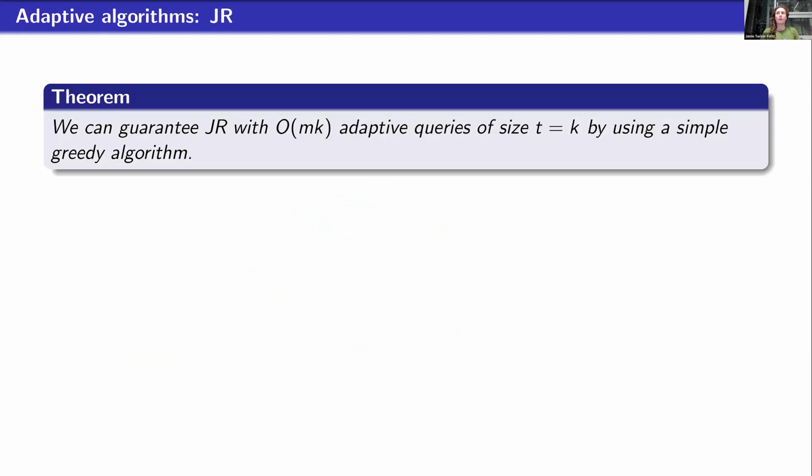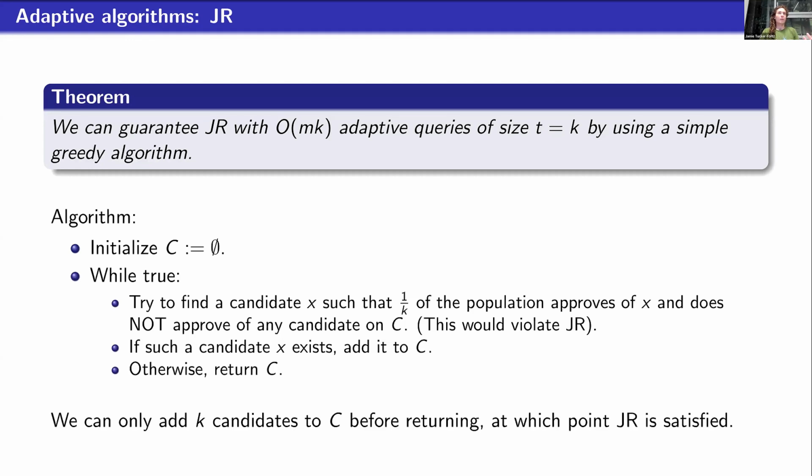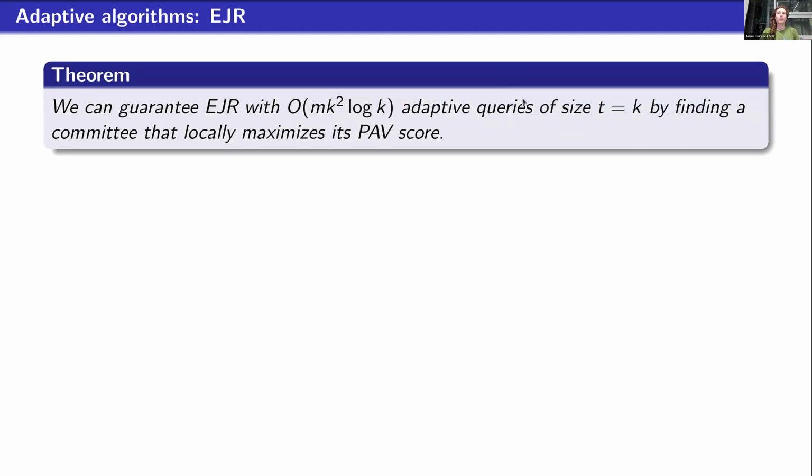Adaptive algorithms. I'll skip this slide. The main takeaway, the main result of our 2023 paper, was that we can guarantee AGR in O of m k squared log k adaptive queries of size k. We do that by finding a committee that locally maximizes PAV score. You don't need to find the global maximum, you just need to find a local maximum. And we show that we can do this with this many queries and of only size t equals k.